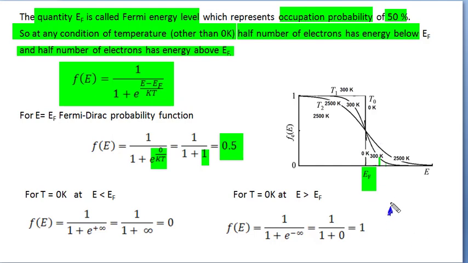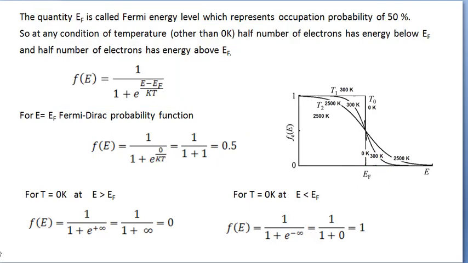Suppose I need the number of electrons which are more than this level. Then if I integrate this probability function with energy, or calculate this area, then the area between the curve and the energy axis represents the total number of electrons which have energy more than this. So you can say that half of the electrons got energy more than EF and half got energy less than EF.